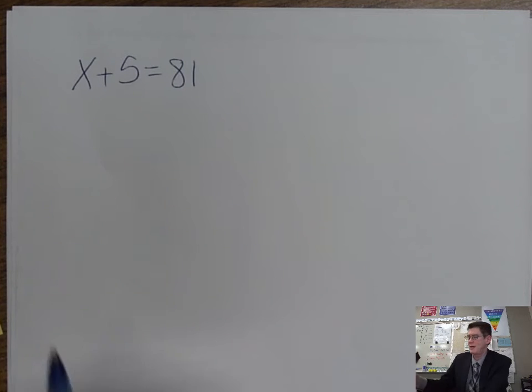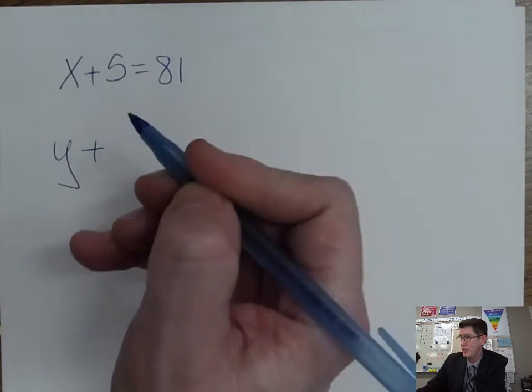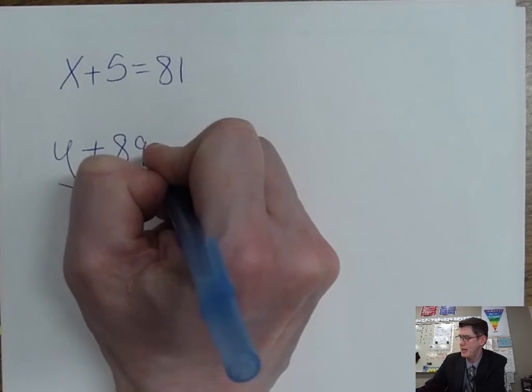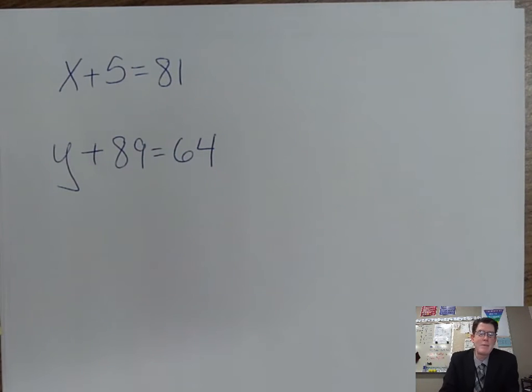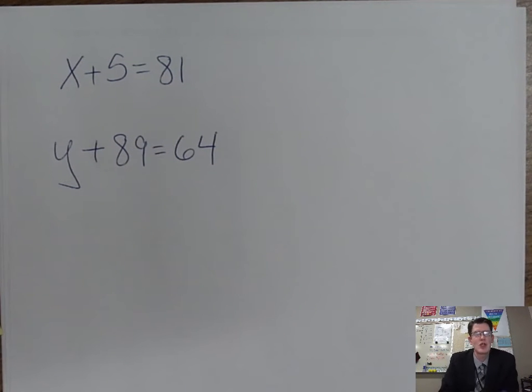So maybe if I make a more complicated one, y plus 89 equals 64. Maybe that one will give us a little more to think about, just so you can't just do it in your head and think, oh, I know how to do this. Eventually, you'll be doing 10-step equations. So just trying to teach you the process. And it's more important that you learn the process than for today being able to figure out the numbers that are associated with each variable.